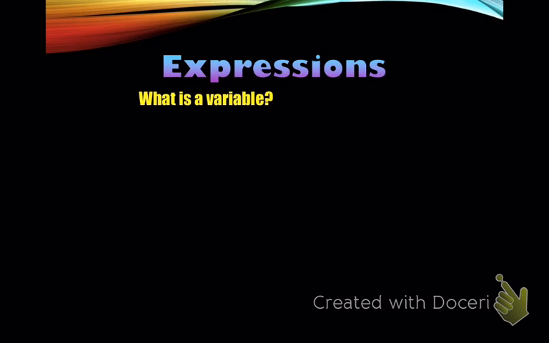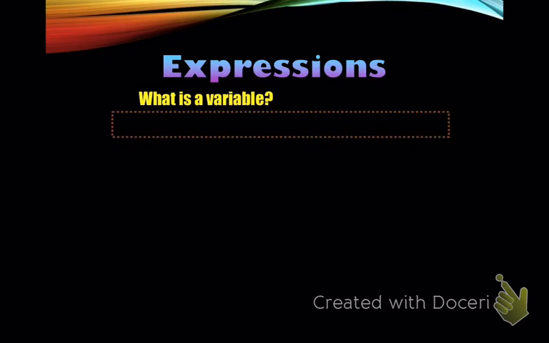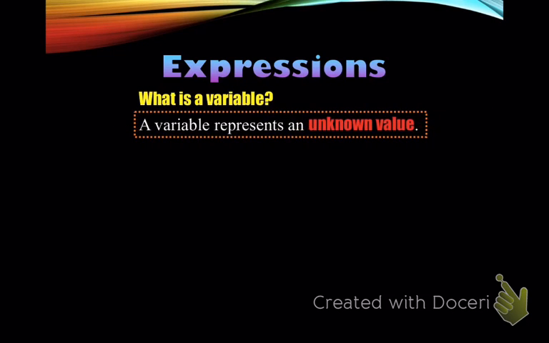So, now that we know that a numerical expression contains only numbers and symbols, and an algebraic expression contains numbers, symbols, and a variable, we need to know what in the world is a variable. Well, a variable is simple. A variable just represents an unknown value. So it's something you don't know. Basically, it stands for a number, but you're not sure what that number is right now, so you use a variable. An example, 4 plus x.